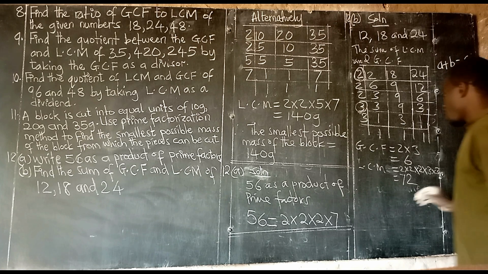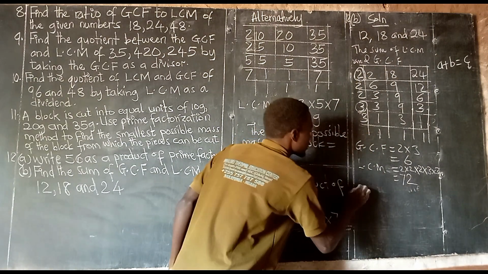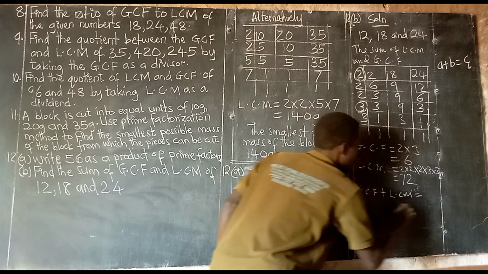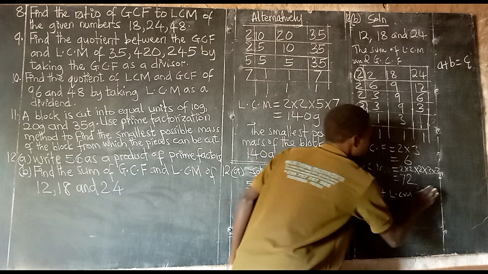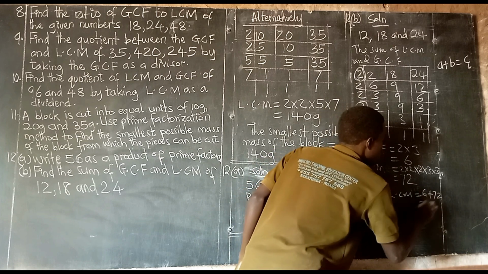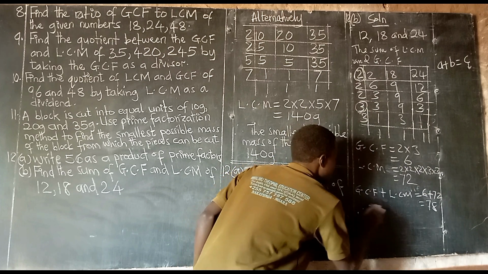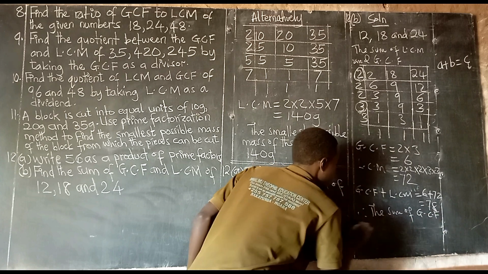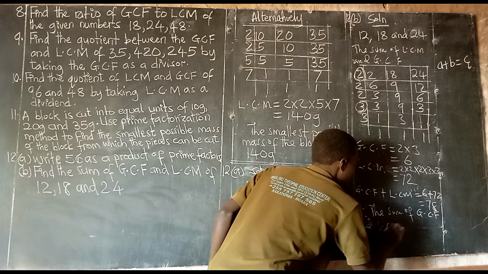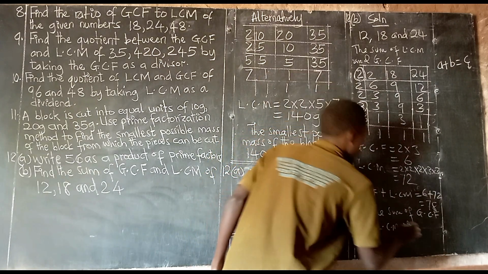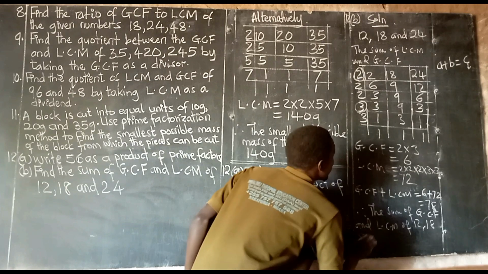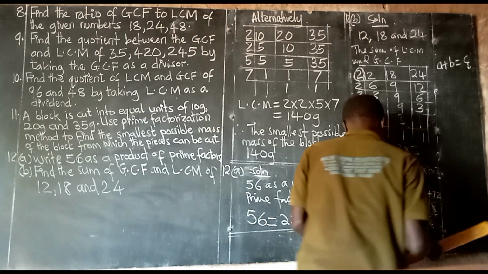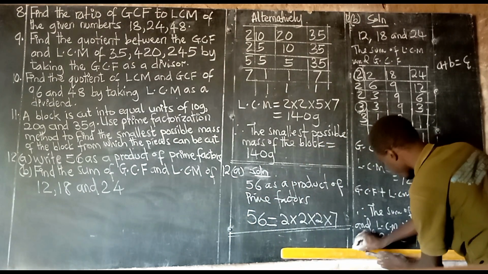Now, the sum of GCF and LCM means GCF plus LCM. Now it will be equal to 6 plus 72. Now the answer will be 78. So the sum of GCF and LCM of 12, 18 and 24 will be equal to 78. This will be the answer for this question.